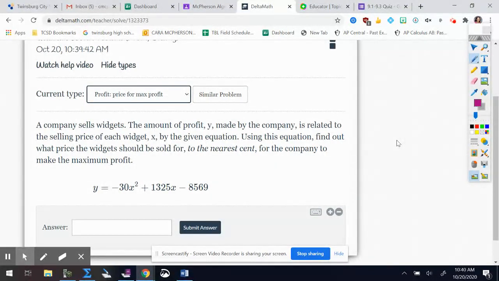So we are selling, again, widgets, and your profit is Y and your selling price is X. And we want to figure out what the selling price should be to maximize the profit. So for these, we're always finding the vertex, because the vertex is what is going to create that maximum as we look at the graph of this equation. So the formula I'm going to use to find the vertex is the opposite of b over 2a. So your b value is 1325 and your a value is negative 30.